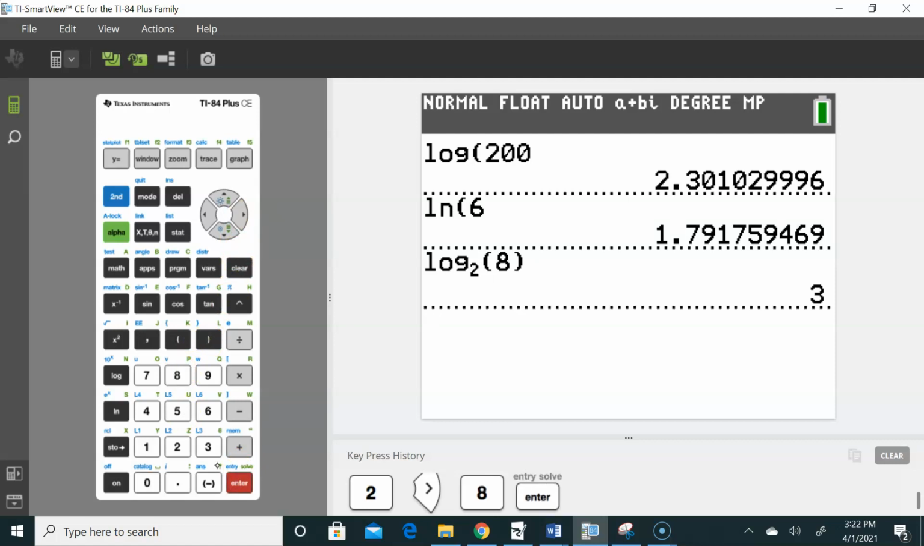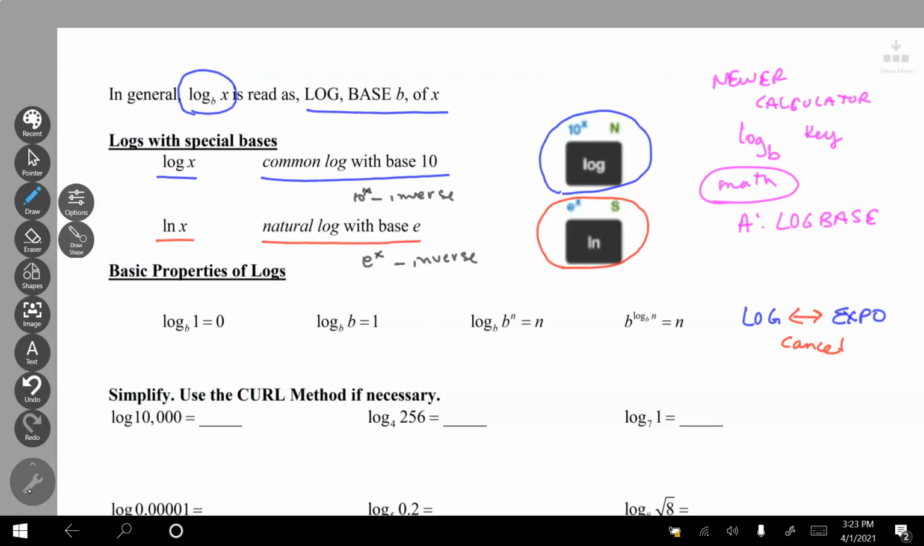I'm not going to use that too often when I do my instruction. I'll use it once in a while, but it's not really going to be my special key I'm going to use all the time. I like just using the regular log key or the regular ln key. Well, here are some basic properties that you should know.